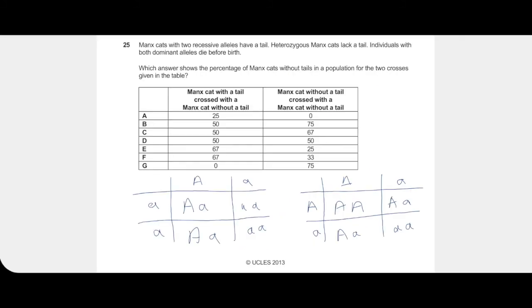Question number 25. Manx cats with 2 recessive alleles have a tail. Heterozygous Manx cats lack a tail. Individuals with both dominant alleles die before birth. Which answer shows the percentage of Manx cats without tails in a population for the 2 crosses given in the table?